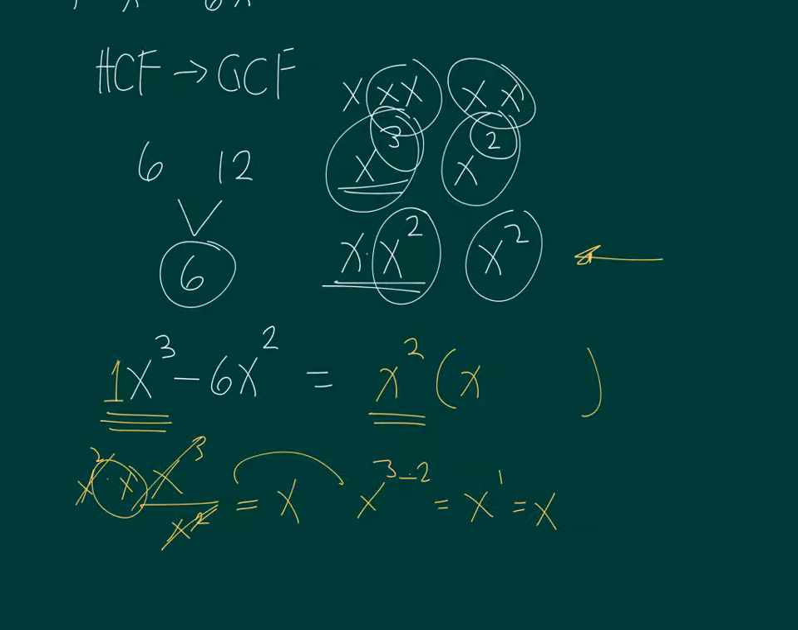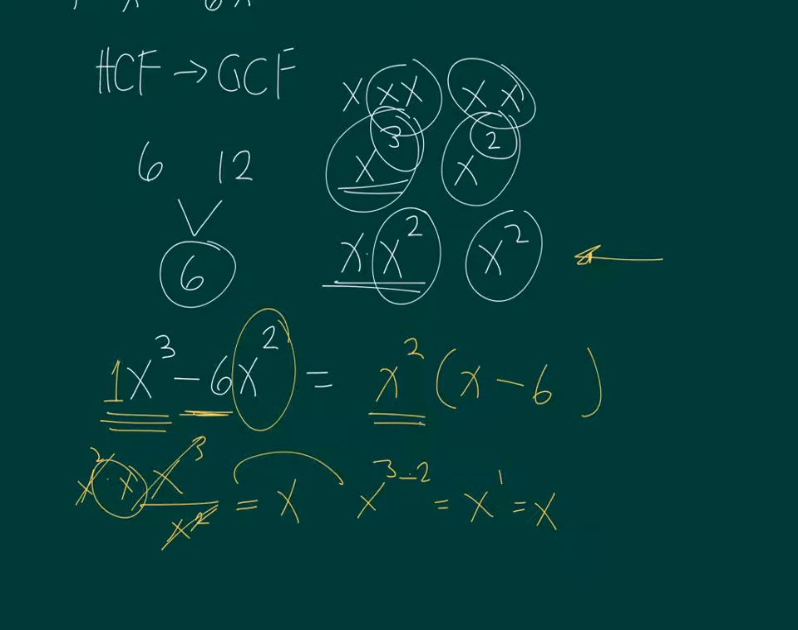And then for the 6x squared, since I'll be factoring out x squared, then I have minus 6 left. Okay, so that's how you factor expressions like x cubed minus 6x squared. Again, you look for the greatest common factor, the highest common factor for the numbers and for the variables. Okay, now how do you know if this is the simplest, or if you have factored the expression completely?